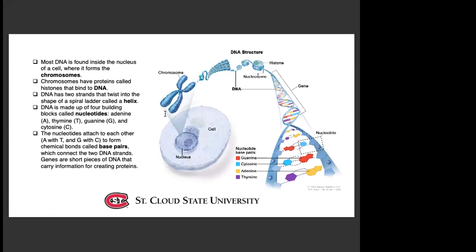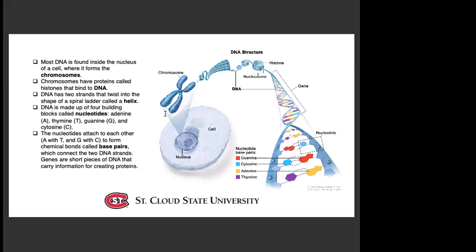Okay. All right, so genes are made of DNA. So what is DNA? DNA is made up of 4 building blocks called nucleotides. We use letters to represent them: G, C, T, A. Those letters make up DNA.